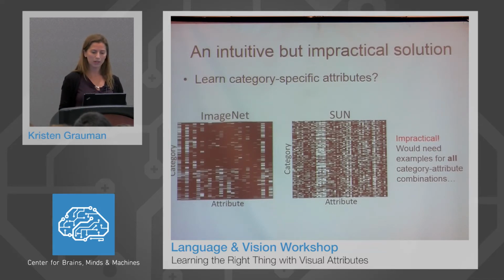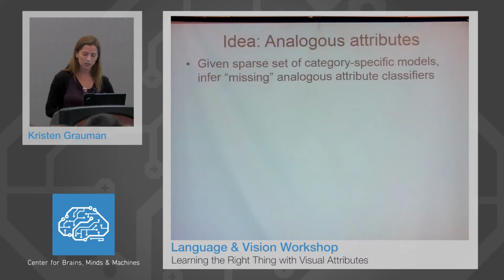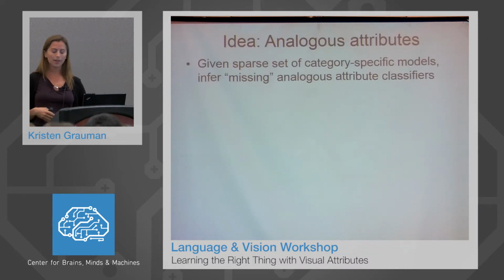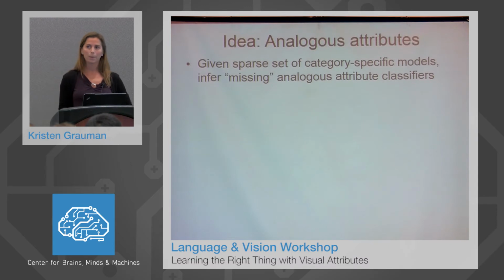Okay, so we won't do category-specific attributes, but the intuition of our idea is let's achieve category-specific attributes, but by transfer. So let's try to learn analogous attributes. Having seen some that are category-specific, let's try to transfer those to other categories. So what does that mean? Well, given a sparse set of category-specific models, we'll infer what are so-called, in this case, missing classifiers.